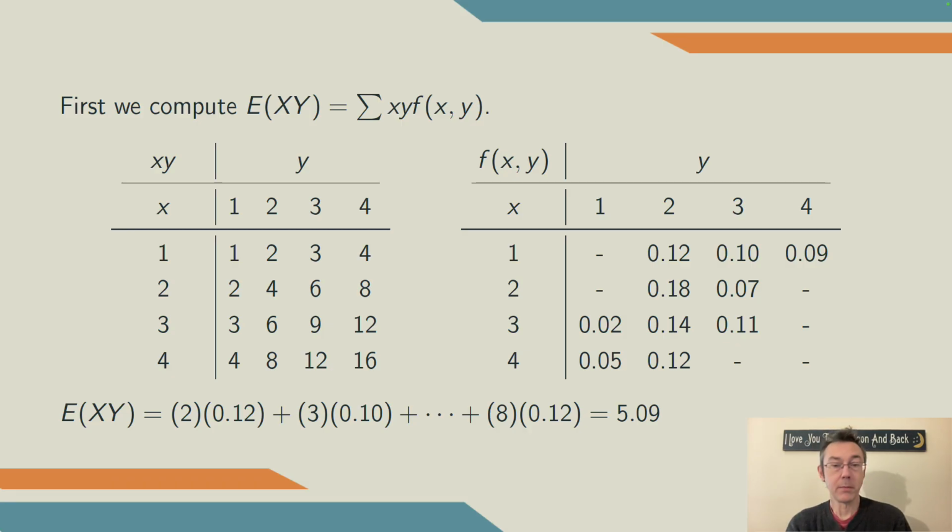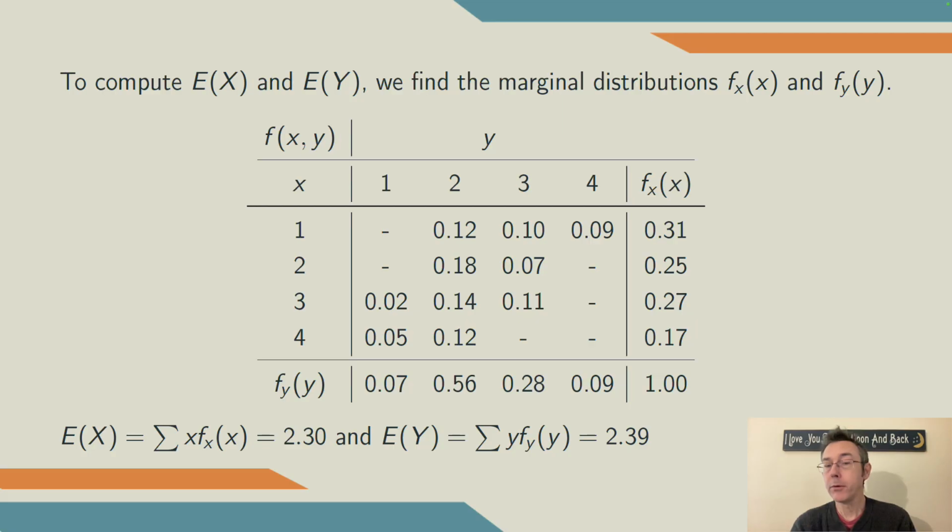So there's a lot of arithmetic there. There's about 10 things I have to multiply and add up. When I do all that arithmetic, I get 5.09. To compute the expected value of x and the expected value of y, we just find the marginal probability distributions of x and y. And I've literally written those in the margins of the table, as you can see here.